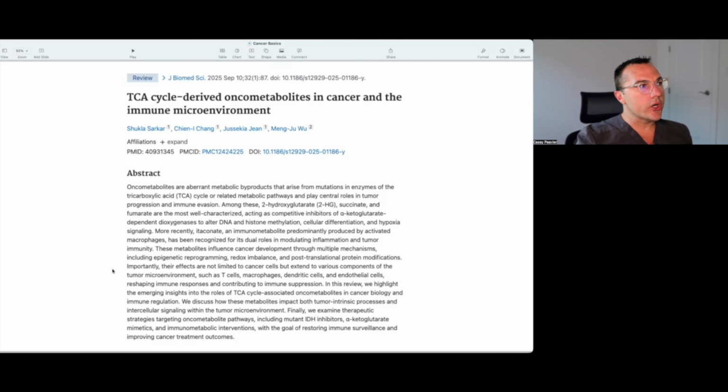Importantly, their effects are not limited to cancer cells, but extend to various components of the tumor microenvironment, such as T cells, macrophages, dendritic cells, and endothelial cells, reshaping immune responses and contributing to immune suppression. In this review, we highlight the emerging insights into roles of TCA cycle associated oncometabolites in cancer biology and immune regulation. We discuss how these metabolites impact both tumor intrinsic processes and intercellular signaling within the tumor microenvironment. Finally, we examine therapeutic strategies targeting oncometabolite pathways, including mutant IDH inhibitors, alpha-ketoglutarate mimetics, and immunometabolic interventions, with the goal of restoring immune surveillance and improving cancer treatment outcomes.